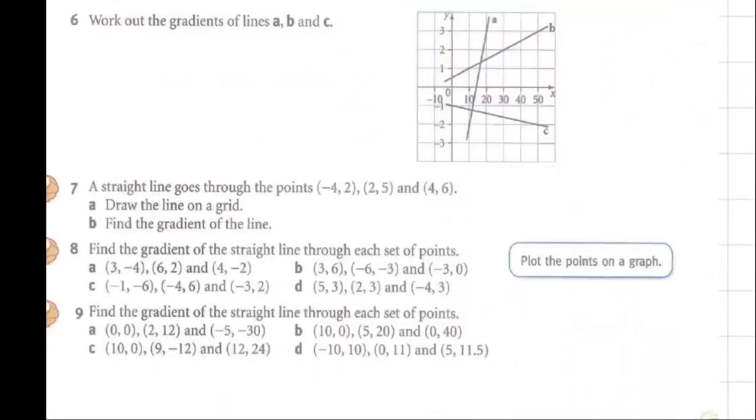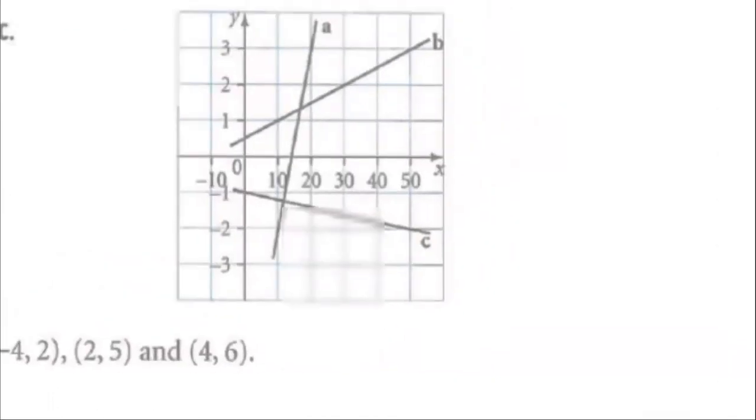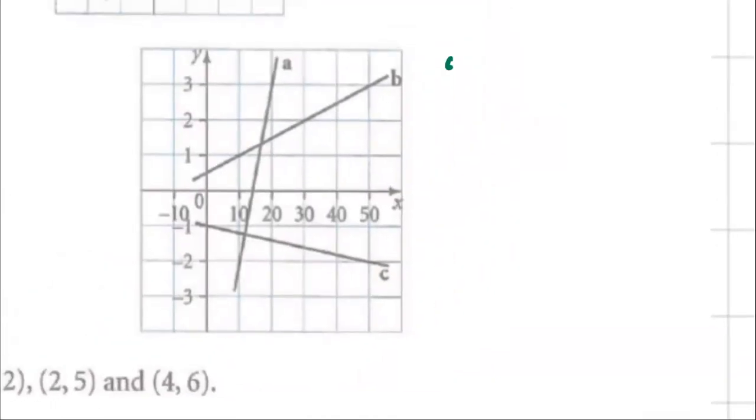Work out the gradients A, B, and C. So yeah, pay close attention to the grid again, so you can use your triangle method. So I'm just going to use the triangle method here. For A, I'm just going to pick this point and this point here. So m is equal to change in y over change in x.